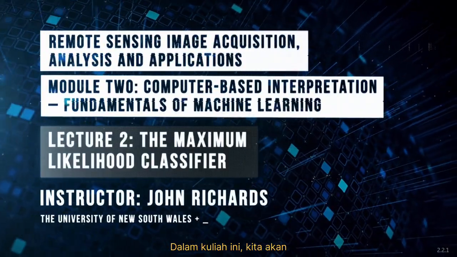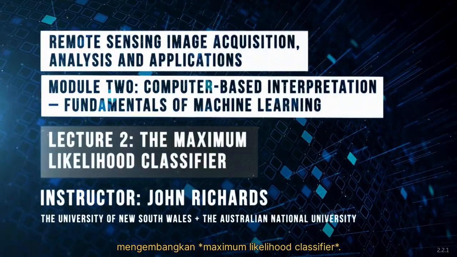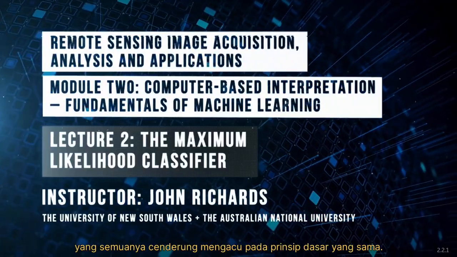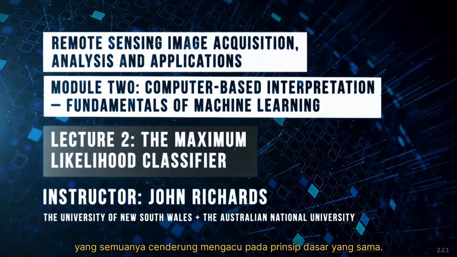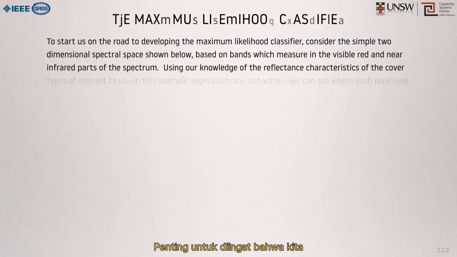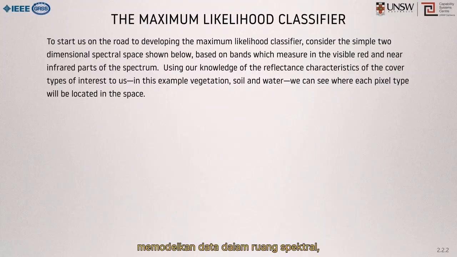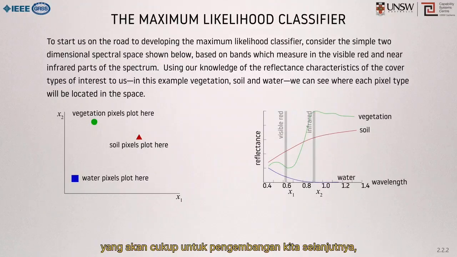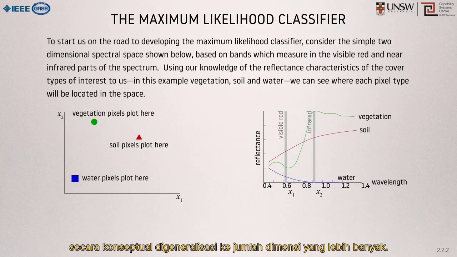In this lecture, we are going to develop the maximum likelihood classifier. We will see that it has a couple of variants, but all tend to reduce to the same underlying principle. It is of value to recall that we modelled the data in a spectral space which has axes aligned with each of the spectral measurements of the remote sensing instrument. Here we use a simple two-dimensional version, which will be sufficient for our later developments, but as a result of the mathematics we employ, can be conceptually generalized to any number of dimensions.